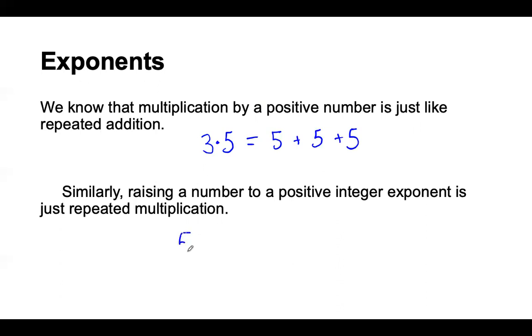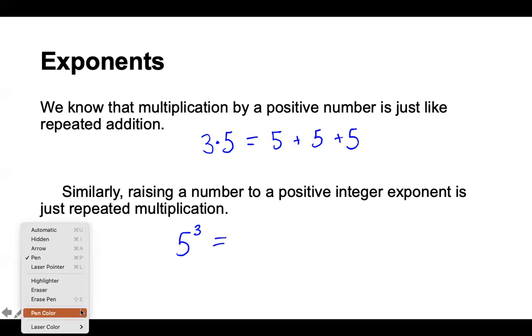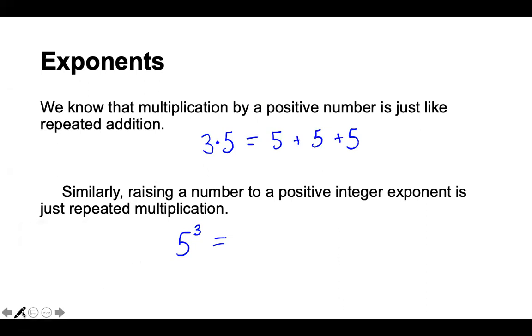In the same way, let's say if we have 5 to the power 3, this 3 is called the exponent. And this is the same as 5 times 5 times 5. So this is 5 raised to a positive integer. It's just the repeated multiplication. And we know this, hopefully. This is a review, and you've seen this before.